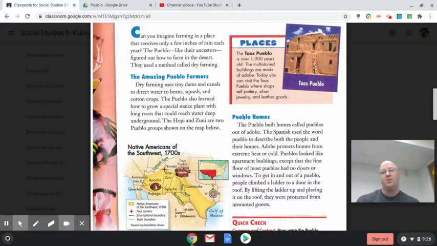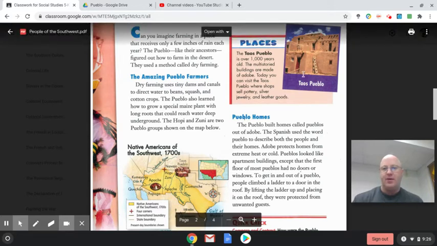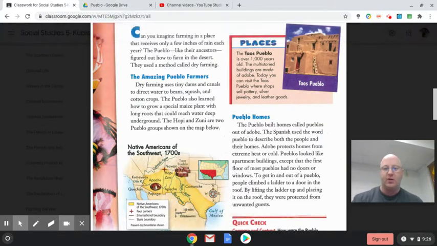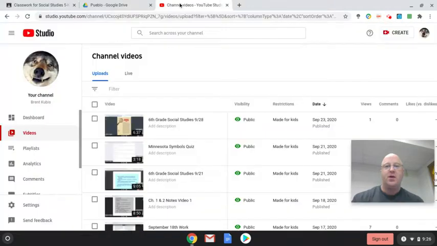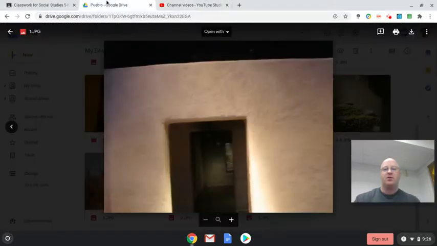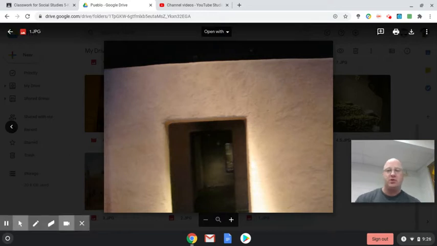They built their homes, which were called pueblos, out of adobe. And adobe, we learned a few lessons ago, is actually kind of like a clay, mud, straw mixture. So here you can see on this page is an example of what an adobe home looks like, where the Pueblos lived. So speaking of the Pueblos, I want to show you some pictures of what the Pueblo house looked like. So here's a Pueblo.